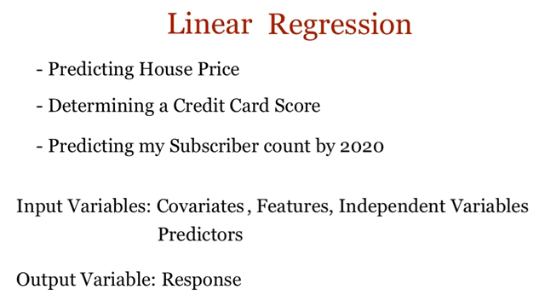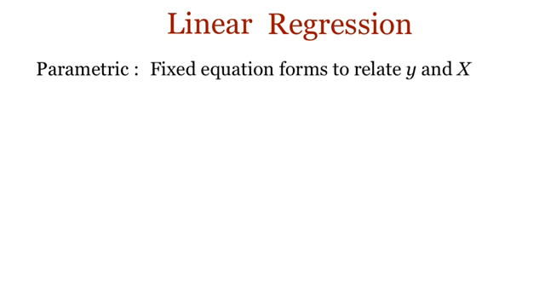The relationship between these input and output variables is determined using a statistical learning method, specifically for regression in this case. In this video, I'll be talking about a parametric regression method called linear regression. So, parametric, what is that? It means that the learning method uses a fixed equation form that establishes the relationship between the dependent output variable and the independent covariates.